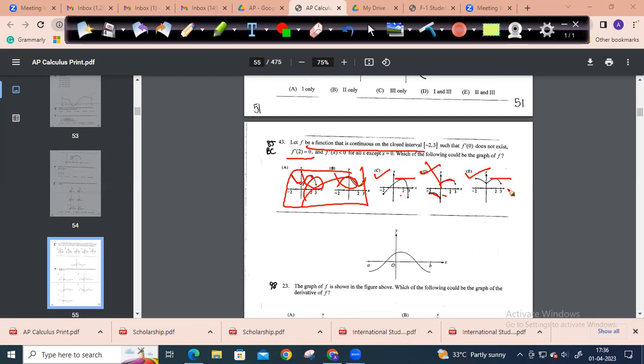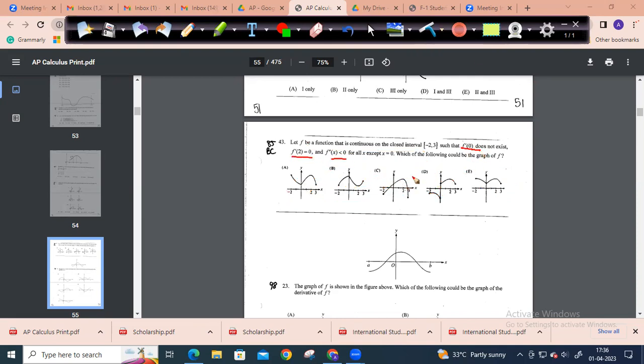We'll have a horizontal tangent. And it's saying that f dash of 0 does not exist. But f dash of 0 is a positive value here. f dash of 0 does not exist. Positive value, negative value. So all the conditions are satisfied in E for elephant. So E for elephant should be my answer.